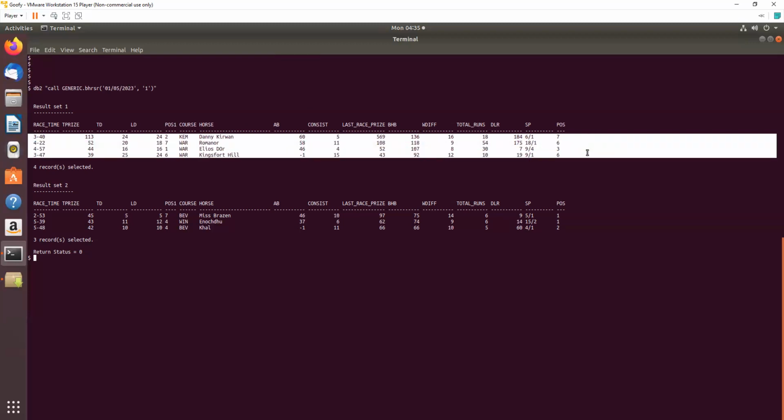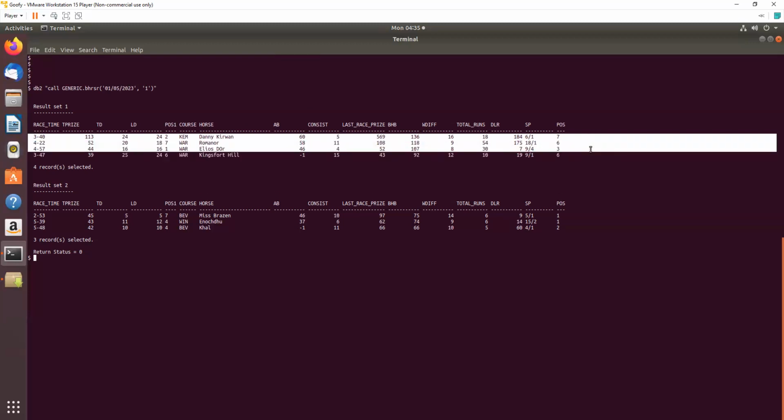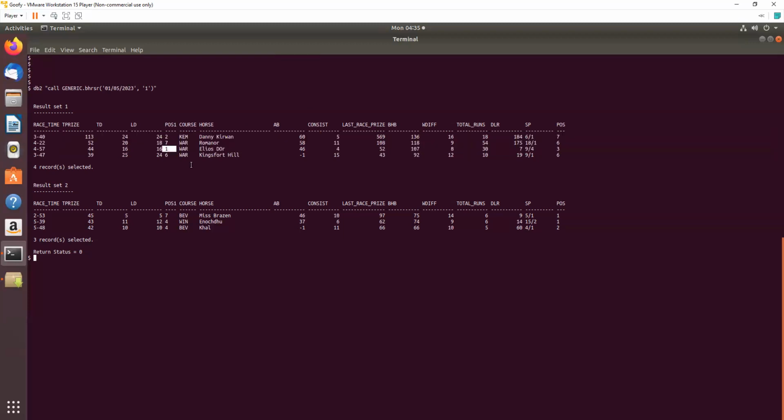If we look at Elias Door, that ran 7 days ago and it won its race. If you look at it as well, it's got a low consistency value. In other words, the horse is in form. It hadn't really run in a big prize race last time. It was only about £5,000, but it is carrying extra £8 today, and it is quite seasoned as well. It's running 30 races in its career.